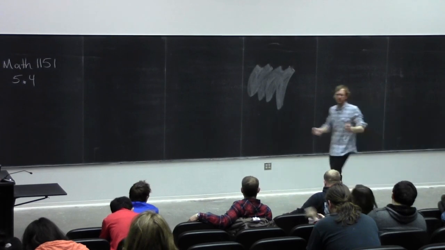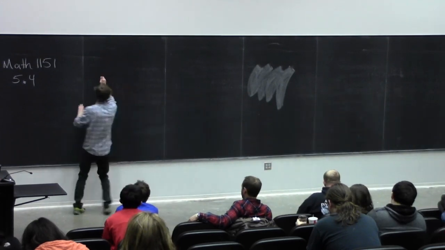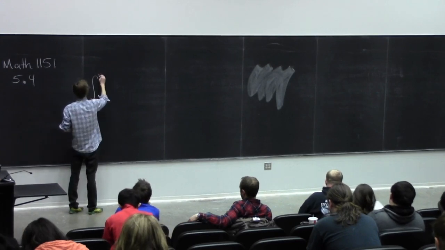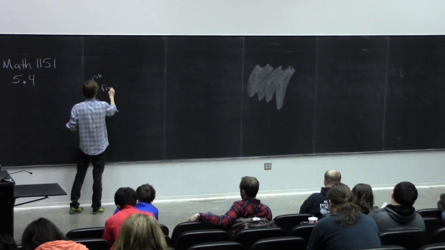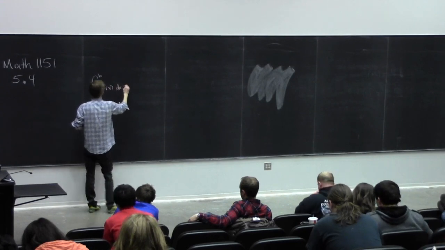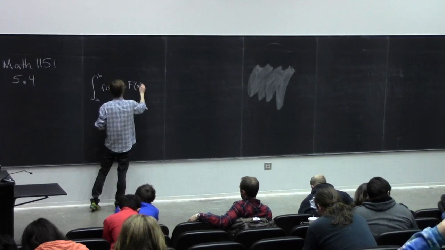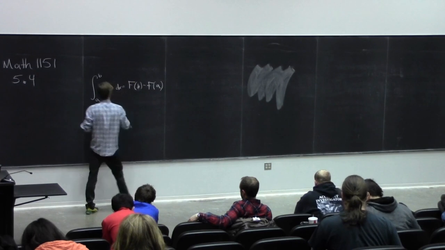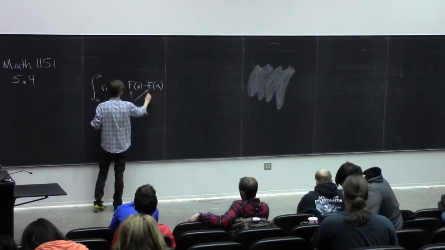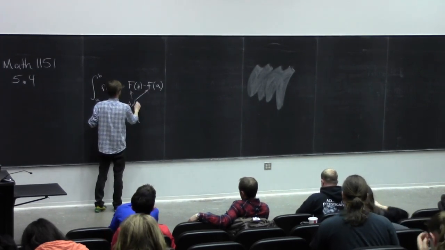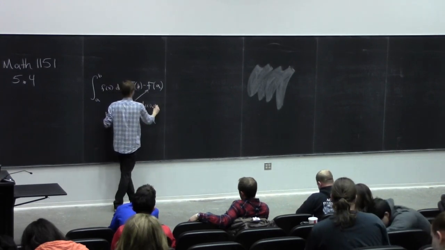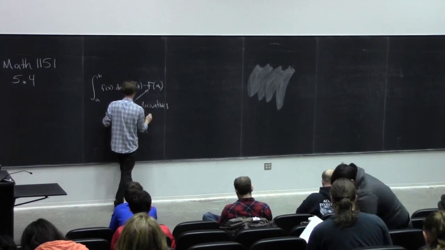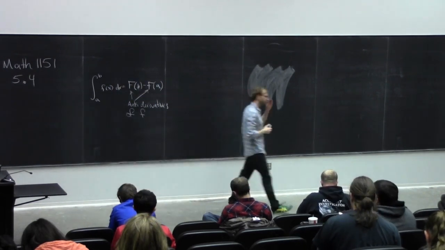But remember, what's the fundamental theorem of calculus? It says, there's a couple ways to write it. Here's the way I'm going to write it. The integral from a to b of f of x dx is equal to capital F of b minus capital F of a. And these things here are antiderivatives of f.